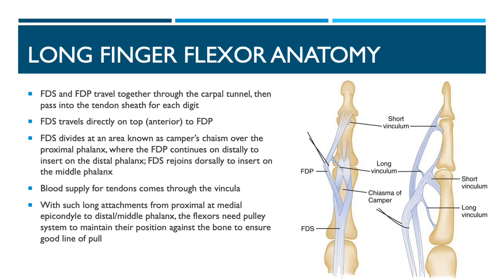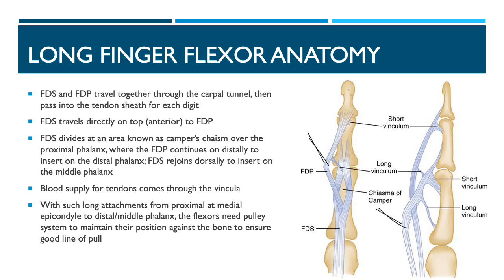So let's take a break from the thumb, and we're going to talk about the long flexor tendons of the fingers, meaning FDS and FDP. They travel together through the carpal tunnel, and then they pass into each tendon sheath for the digits. The FDS travels on top. It's called the flexor digitorum superficialis versus the flexor digitorum profundus.